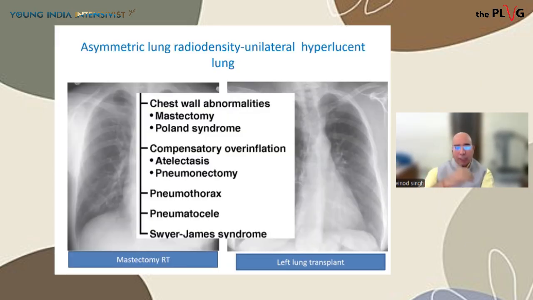So what could be the reason? It could be chest wall, it could be mastectomy, Poland syndrome, it could be compensatory hyperinflation, it could be opposite atelectasis, or it could be a pneumonectomy of the opposite side, could be a pneumothorax on the same side, or pneumatocele on the same side, or partial agenesis like Swyer-James syndrome. Mostly we see pneumonectomy, pneumothorax, and mastectomy, also sometimes atelectasis.